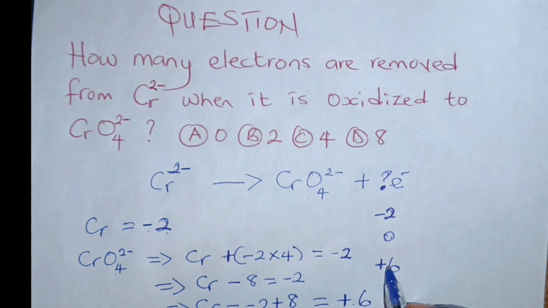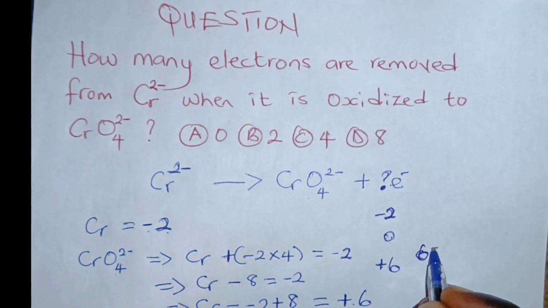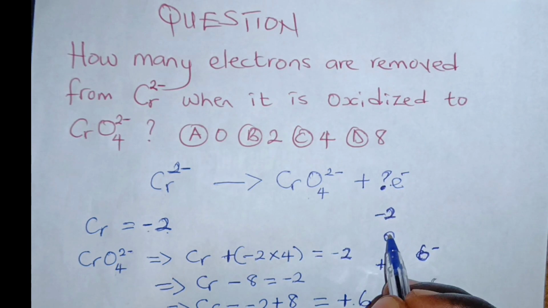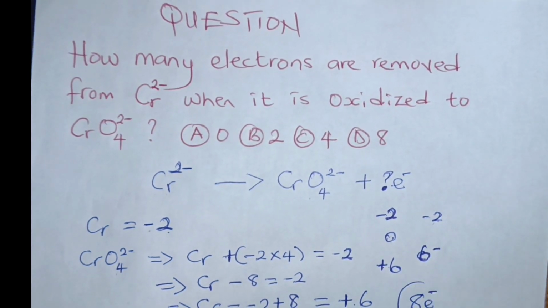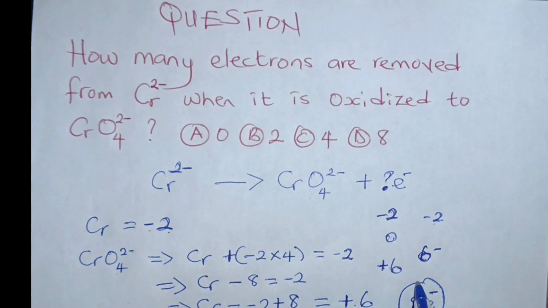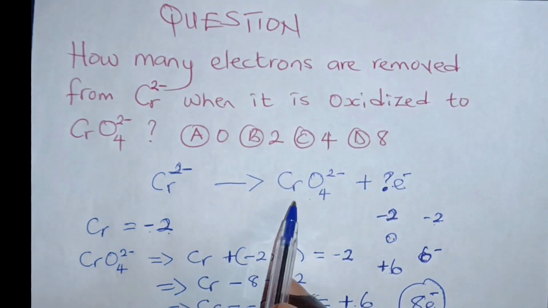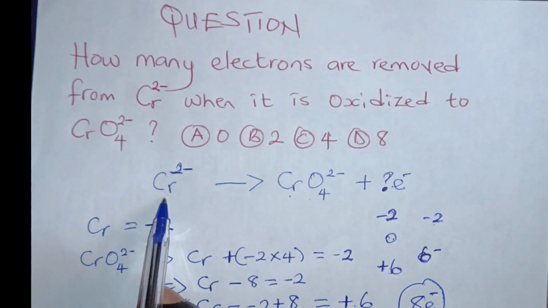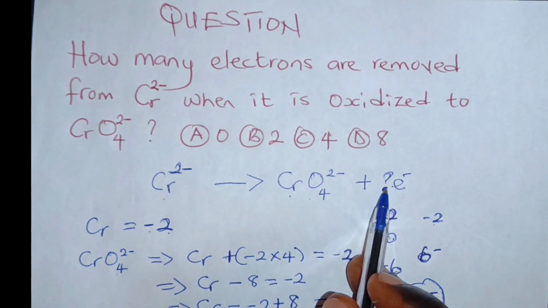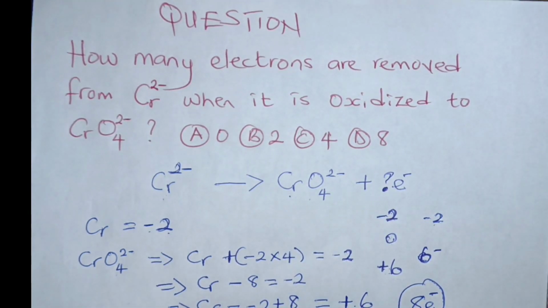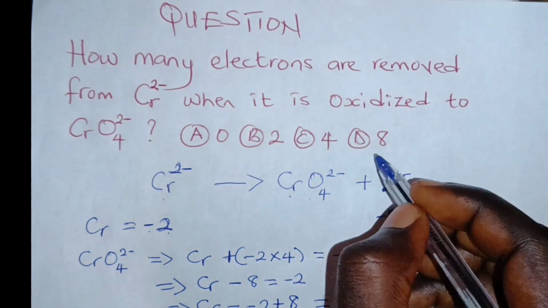If it is from 0 to +6, it means 6 electrons were removed. Then from -2 to 0, it means 2 electrons have been removed, which means a total of 8 electrons. 2 electrons and 6 electrons. It means a total of 8 electrons were removed so that it will become +6. So the oxidation state of chromium here is +6. Here it is -2. So it means 8 electrons have been removed. So this question mark here will just be 8 electrons. And then our correct answer will be option number D.